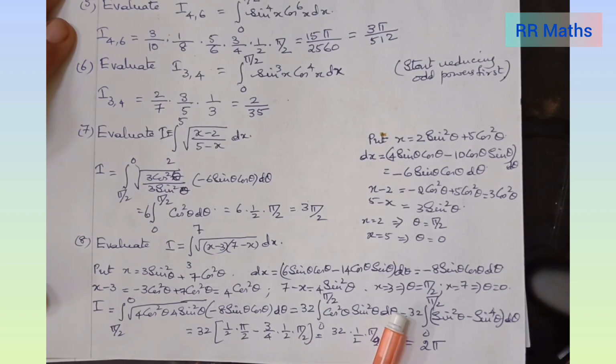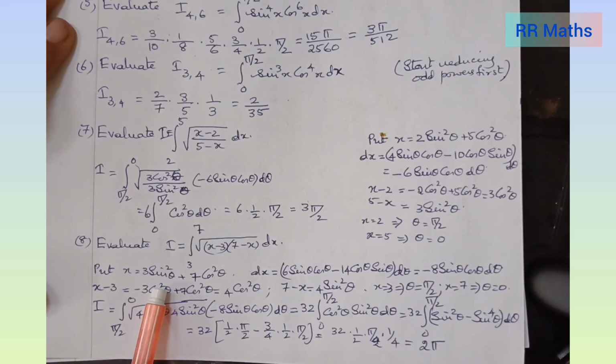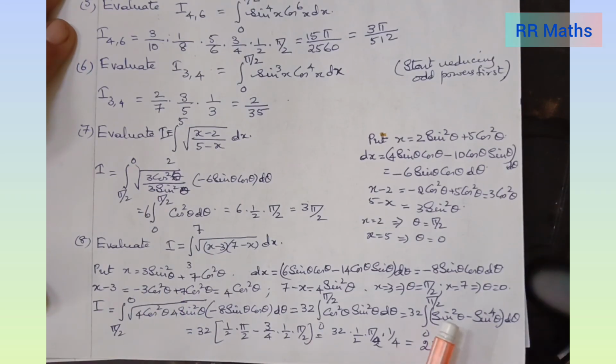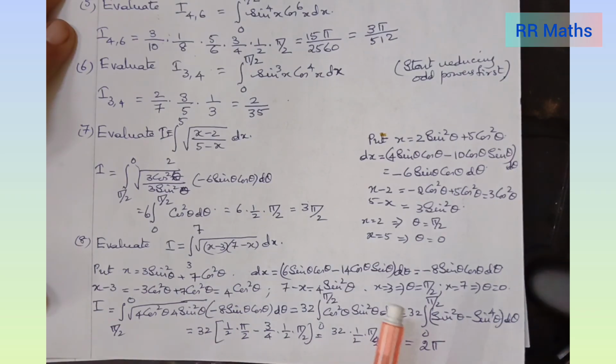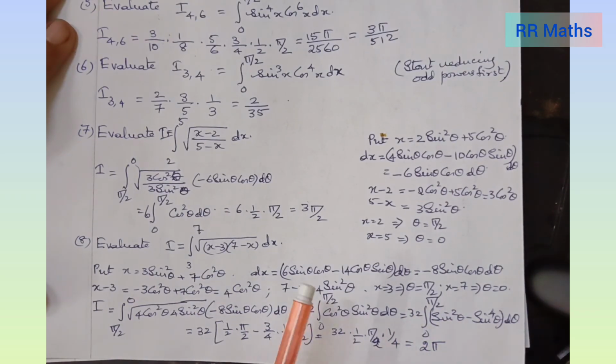Now we'll find out the limits. When x is 3, you are putting x equal to 3 here. That means the cos term will not be there, only the sine term should exist. So sine should become 1, which means theta will be pi by 2. And when x is 7, only the cos term should exist, and so theta will be 0. So the limit varying from 3 to 7 will become pi by 2 to 0.